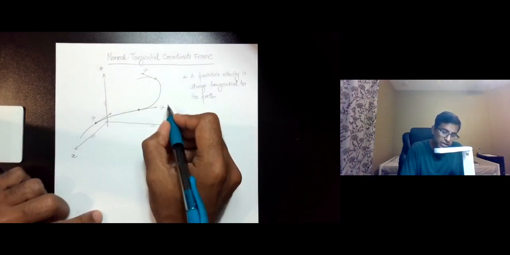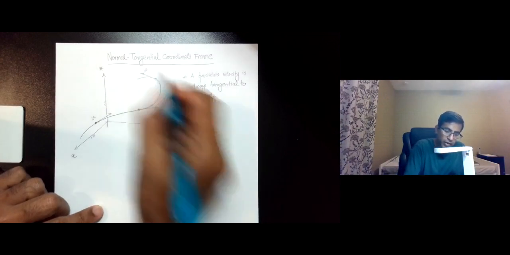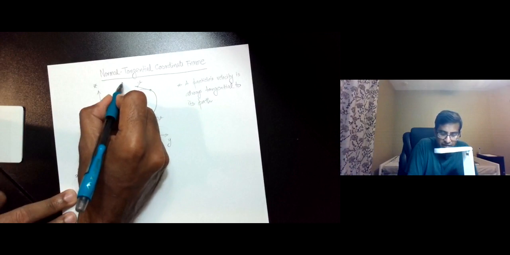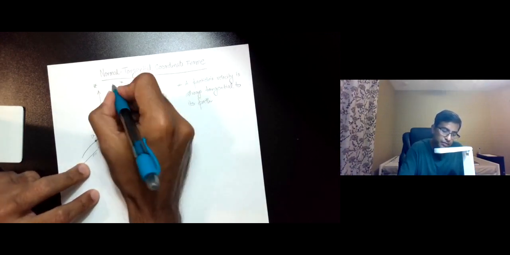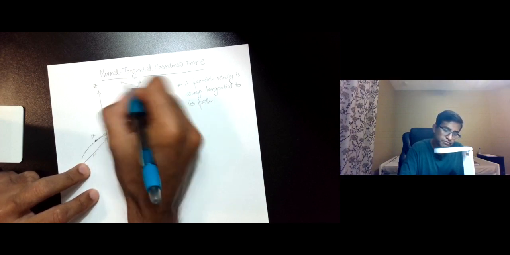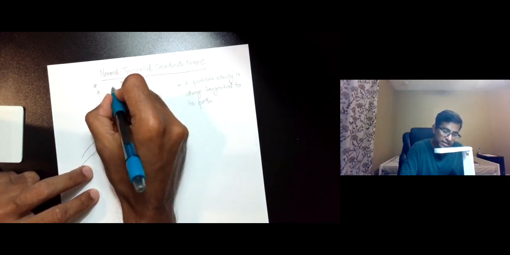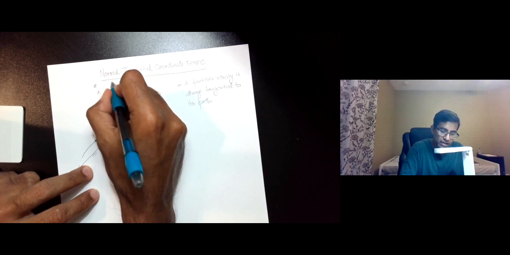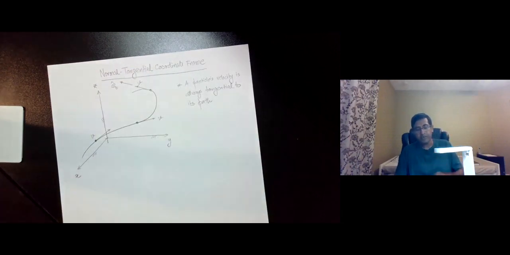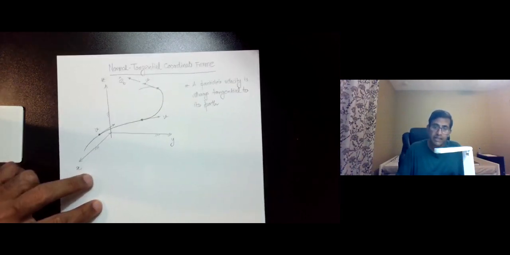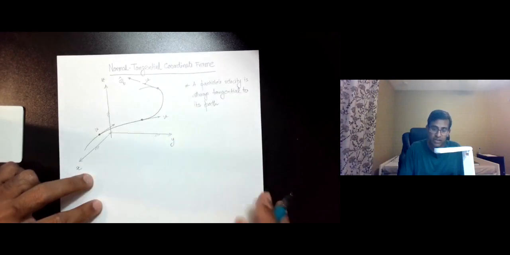Now in the NT coordinate system, what we do is the following. We call this direction, the direction of the velocity of the particle, which is, by the way, tangential to the path at a certain instant, the direction of the unit vector e sub t. So t stands for tangential here.